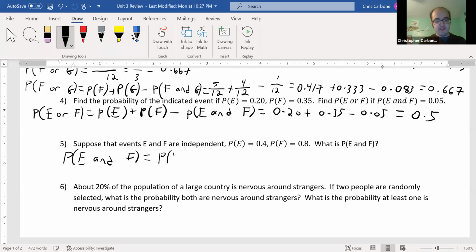So this would be the probability of E times the probability of F, since these are independent. 0.4 times 0.8. We will be left with 0.32.